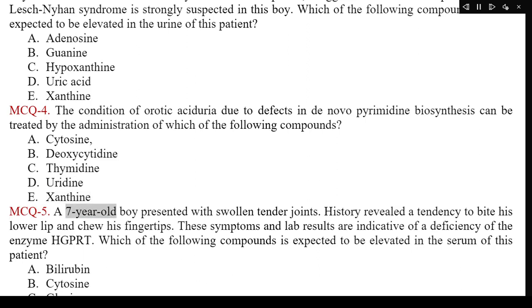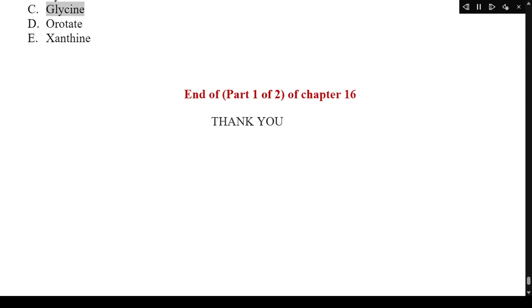MCQ 5. A 7-year-old boy presented with swollen tender joints. History revealed a tendency to bite his lower lip and chew his fingertips. These symptoms and lab results are indicative of a deficiency of the enzyme HGPRT. Which of the following compounds is expected to be elevated in the serum of this patient? Bilirubin, cytosine, glycine, orotate, xanthine.